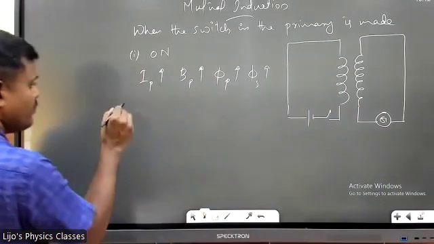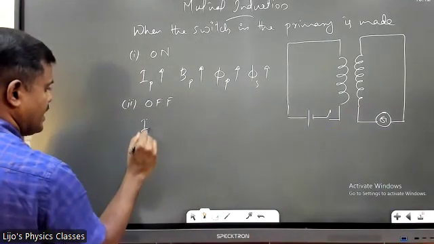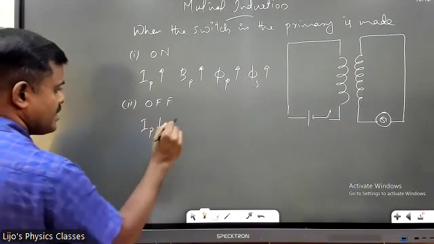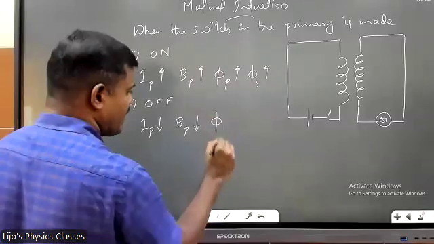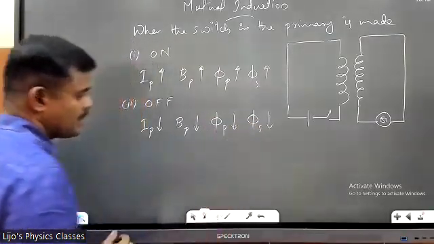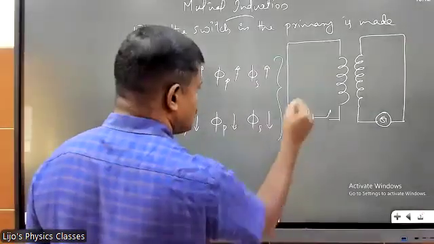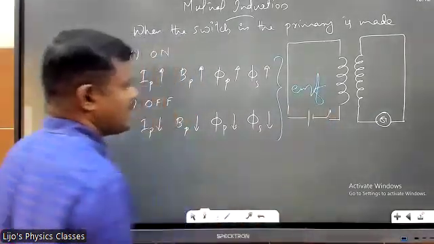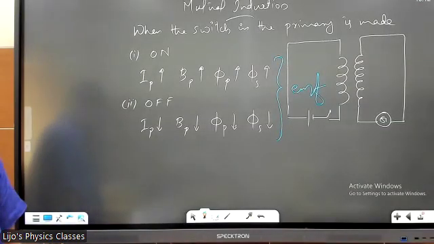Tell me about switching off. Number 2, switching off. The primary current decreases, primary field decreases, primary flux decreases, secondary flux decreases. Both ways you have a change in flux, which creates an EMF, isn't it? An EMF is produced.